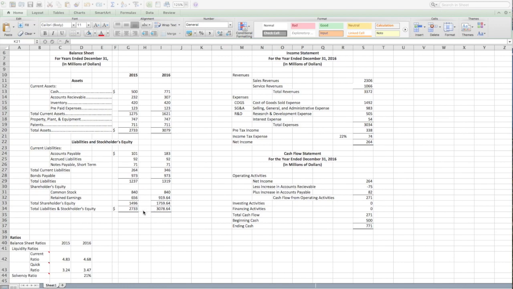So what we will do here is calculate a couple of ratios. I've done them down here, and I'll show you how to do them. And they are balance sheet based ratios, so they're based on these numbers here.